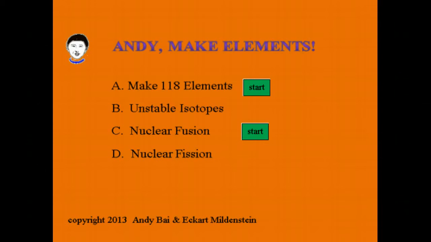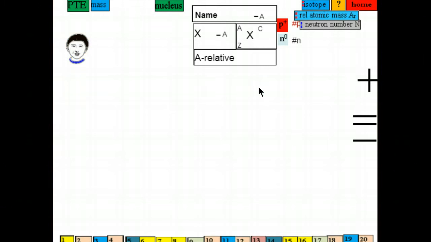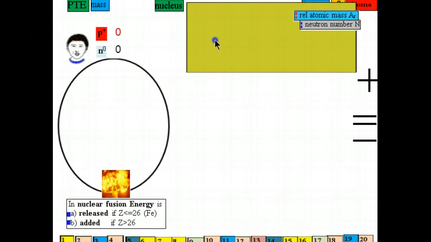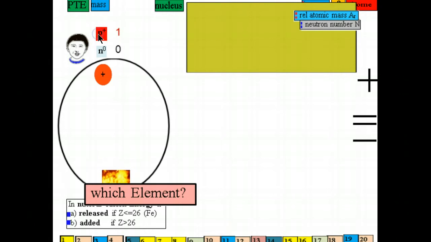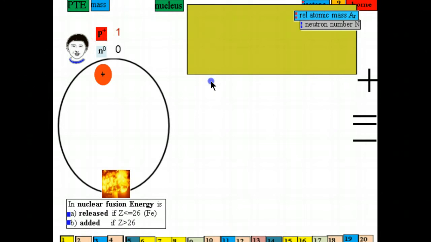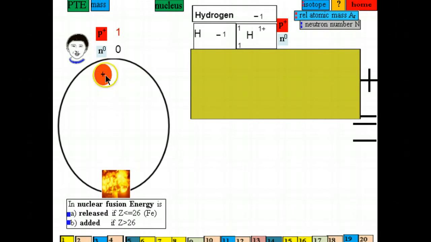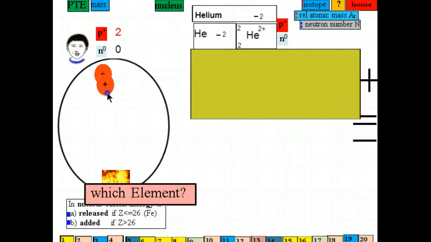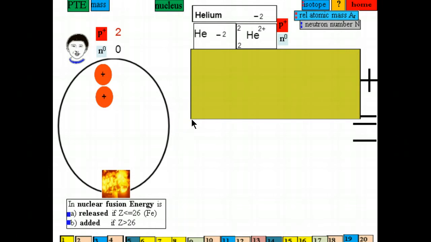We will continue making elements. Double left click on the start button and then click on the nucleus, and you see here proton. If you double left click proton, you get one element which we call hydrogen. Hydrogen is an element that has only one proton. And if we add another proton, we get an element called helium.